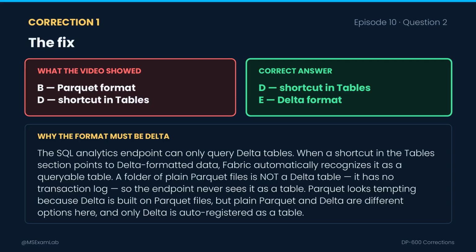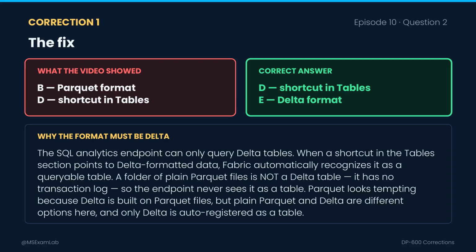When a shortcut in the Tables section points to Delta formatted data, Fabric automatically recognizes it as a table you can query with SQL. A folder of plain Parquet files is not a Delta table. It has no transaction log, so Fabric never registers it as a table, and the endpoint simply can't see it.